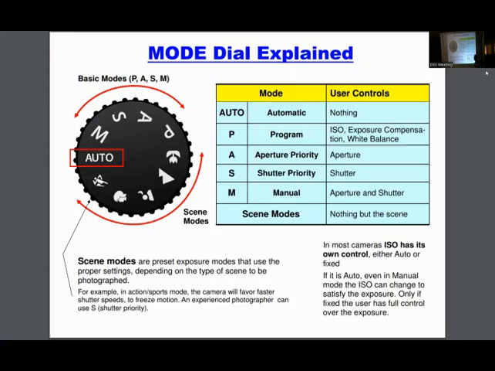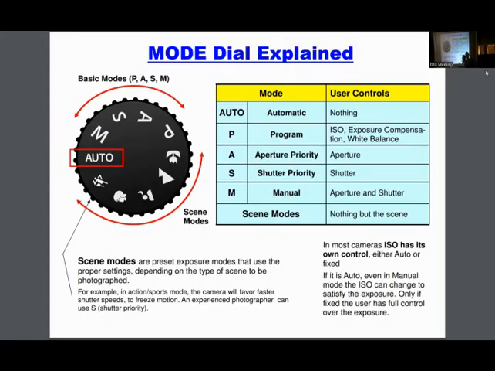Yes? What's the difference between auto and program? Yes. No, I will explain right now, actually. So after the automatic mode, you have those basic modes that most mode dials have. PASM are the initials: program, aperture, shutter, and manual. So let's say the program. The program is very similar to the auto mode, very similar.